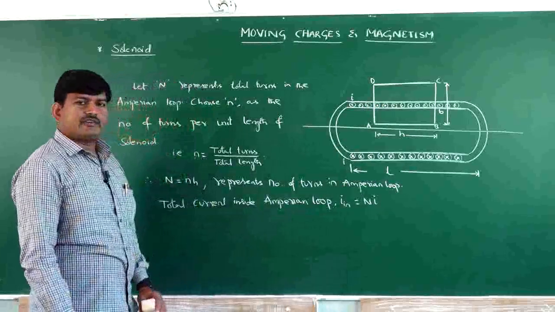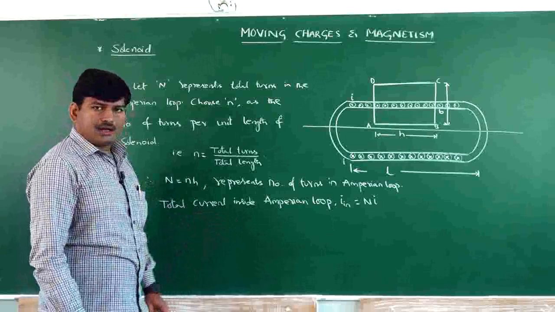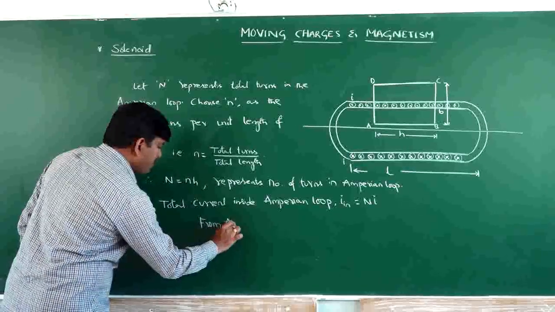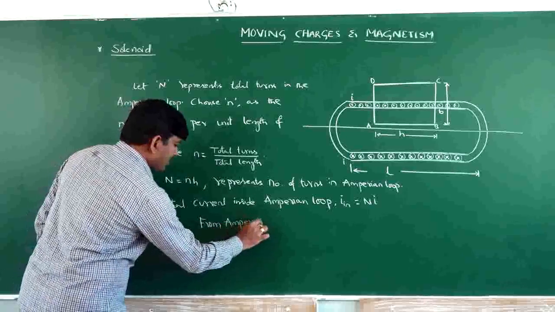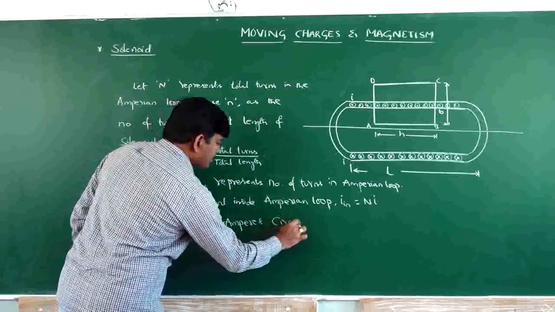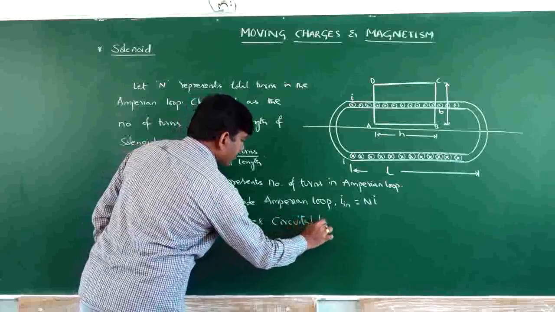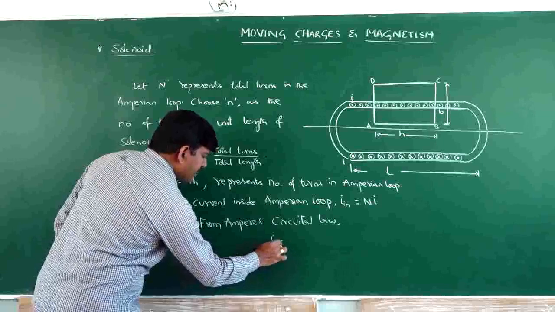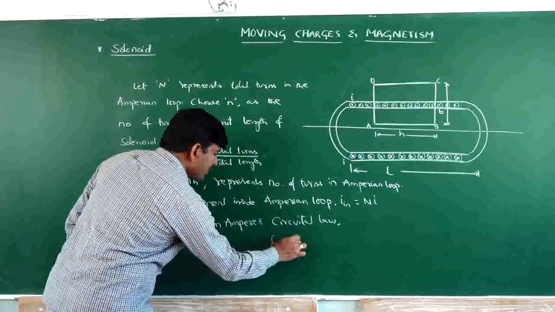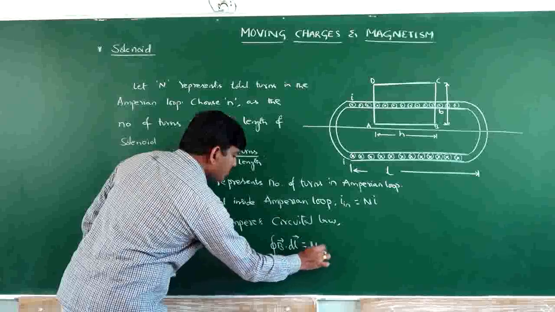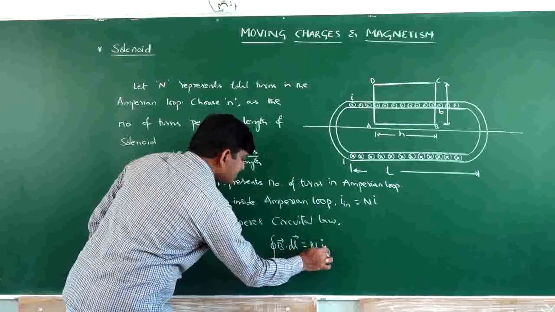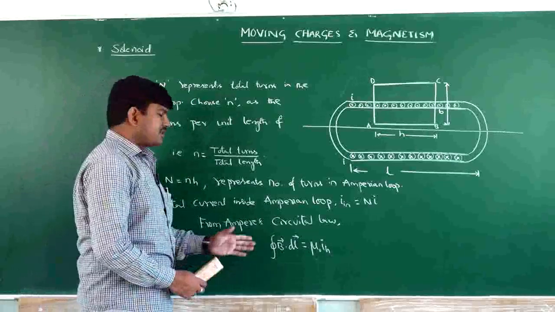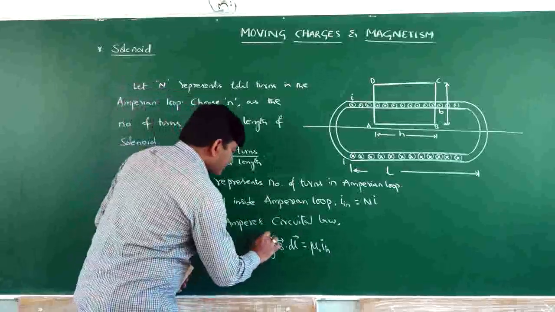But what is the formula for Ampere's circuital law? From Ampere's circuital law we know that the closed line integral of B bar dot dl bar is equal to mu naught into I inside. This is the basic formula we discussed using Ampere's circuital law. So this is the basic one.